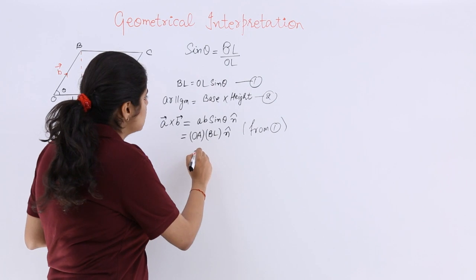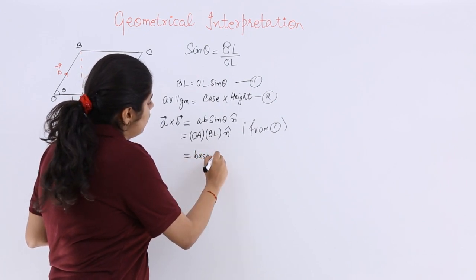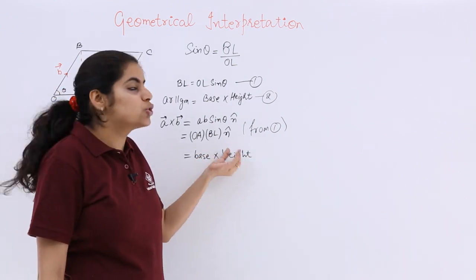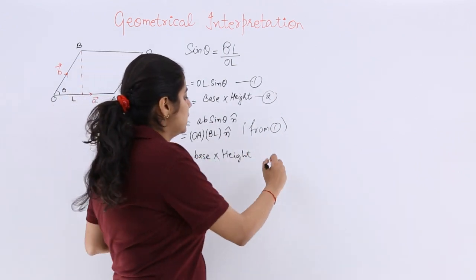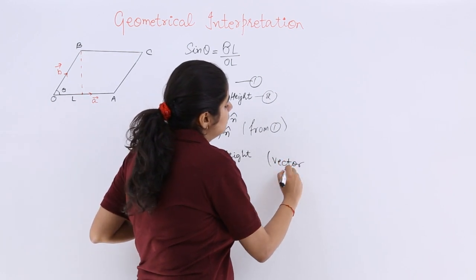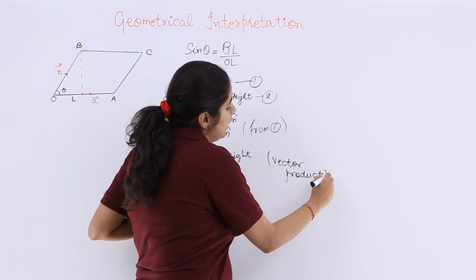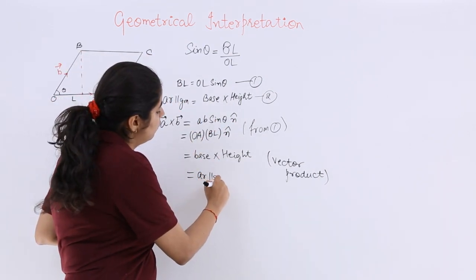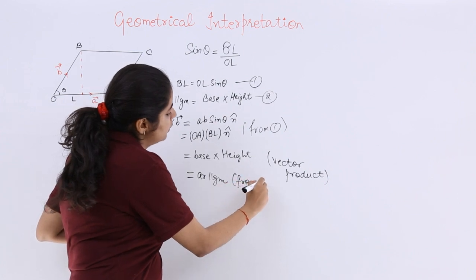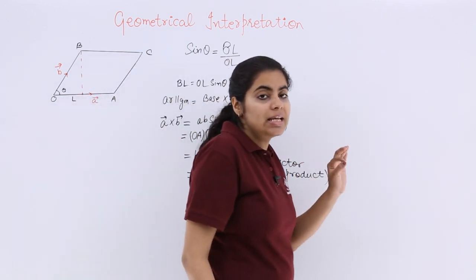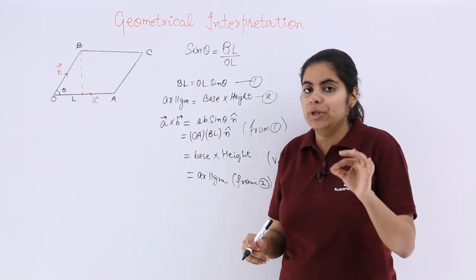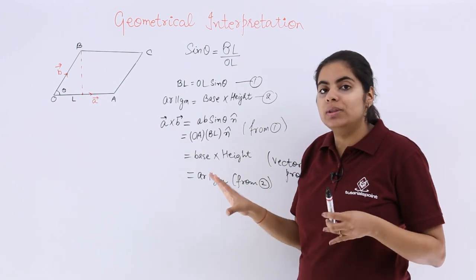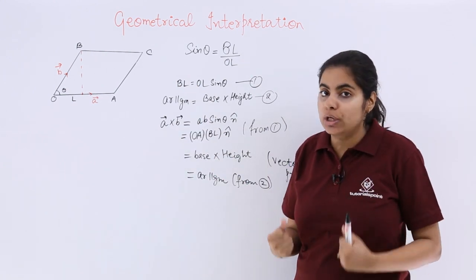You have to see it very clearly. What is OA? OA is the base. What is BL? BL is basically the height. And what is n cap? N cap shows the direction, and hence it is the vector product. Now base into height is actually the area of the parallelogram, so it is equal to the area of the parallelogram from equation number 2. So you come to know the geometric interpretation of vector product or cross product, that direction is also involved.